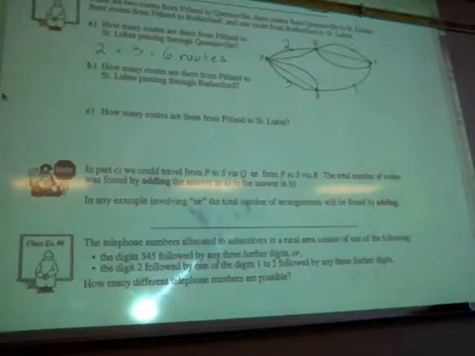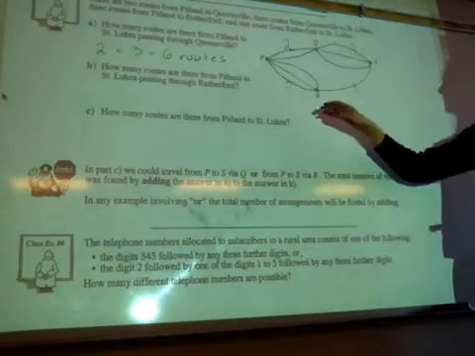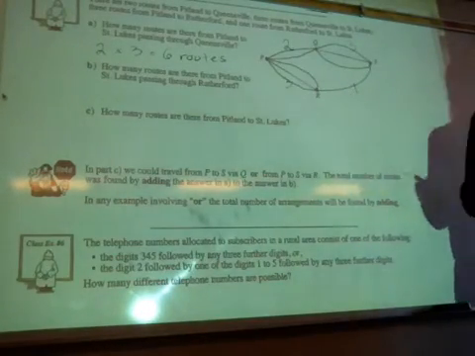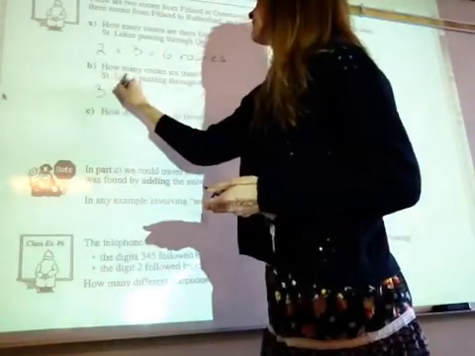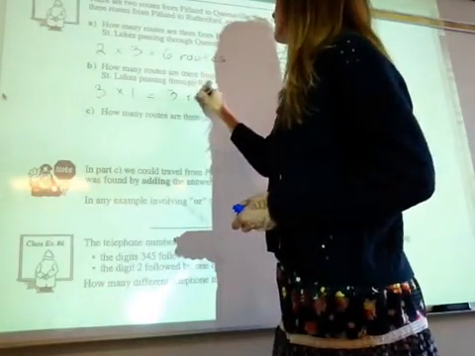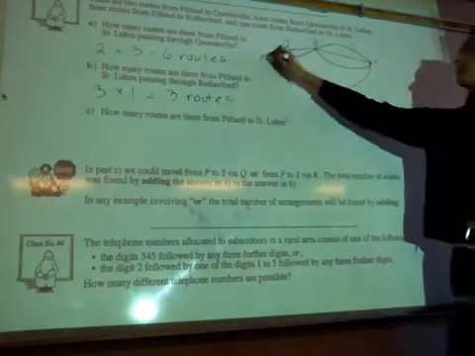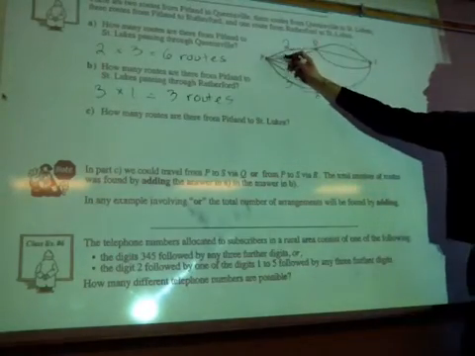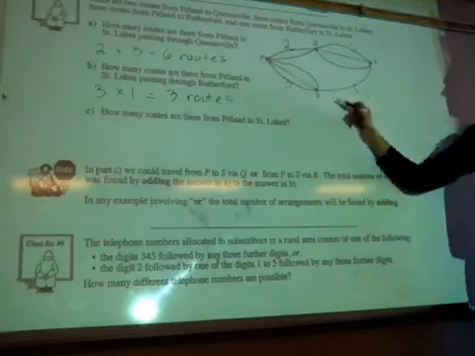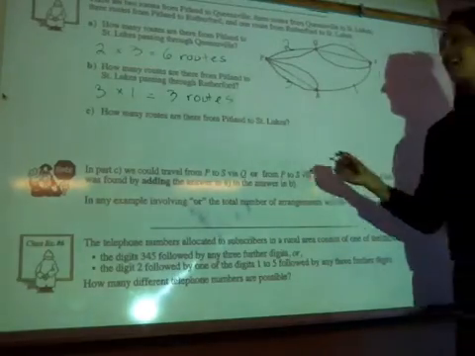Now how many routes are there from Pitland to St. Luke's passing through Rutherford? Again, we could just map out all the routes or we could just multiply. 3 times 1 is 3. So how many routes are there in total to get from P to S? There's 6 on the high path, 3 on the low path. Add them together, you get 9.